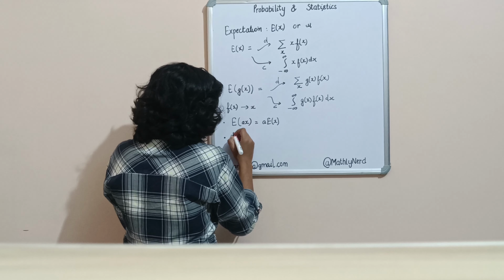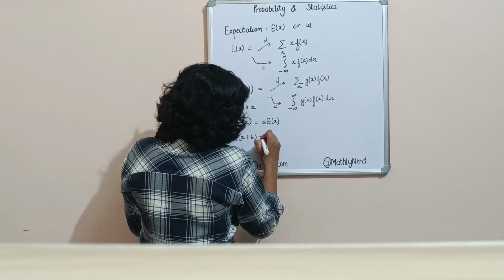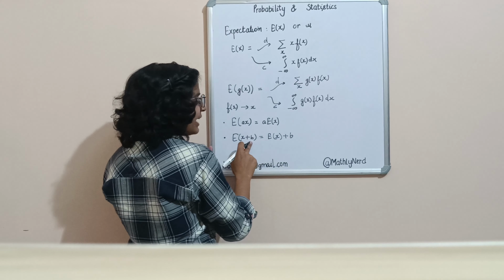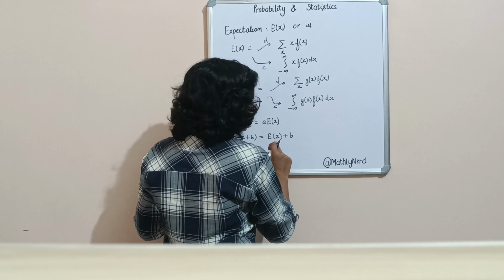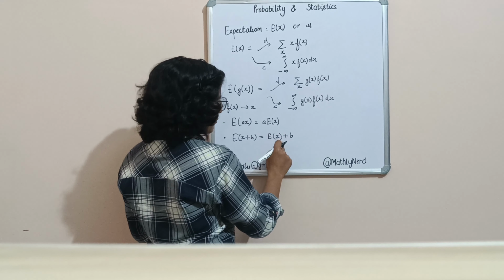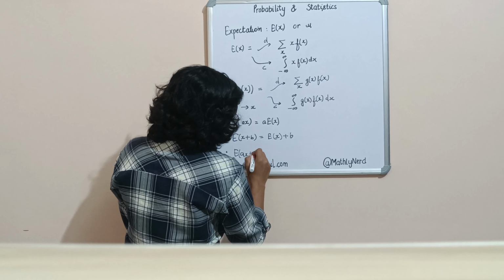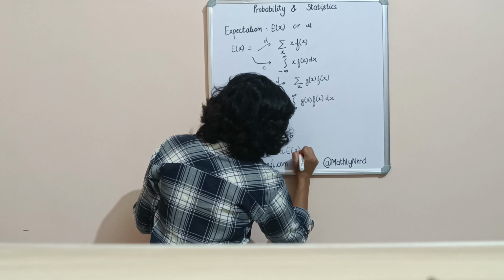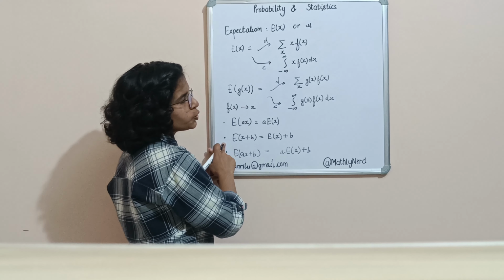Our next property is E of x plus b equals E of x plus b. If we add a constant to each variable, then the average equals that constant plus the initial average. Our next property is E of ax plus b equals a times E of x plus b. This property we get by combining the previous two properties.